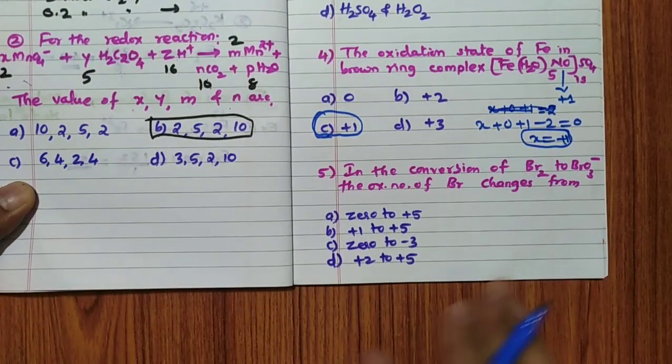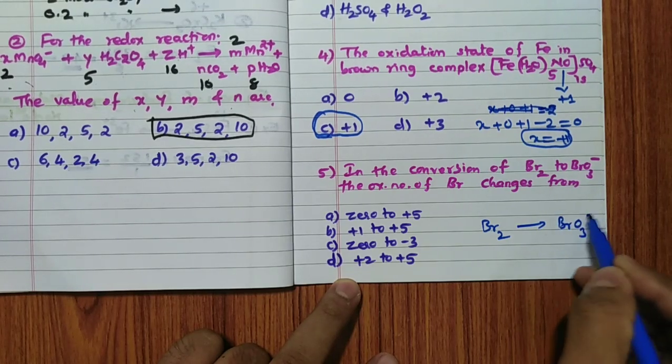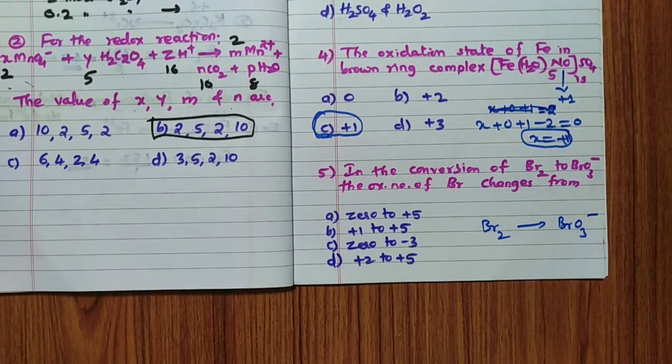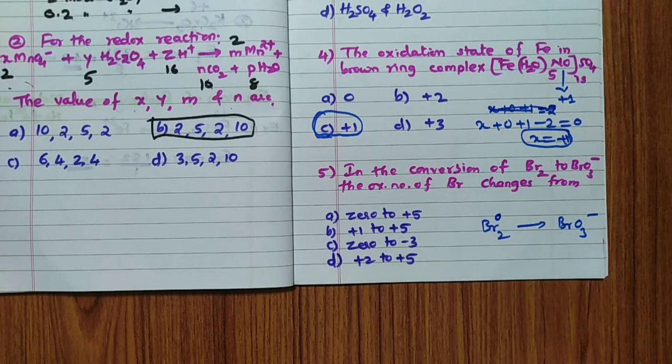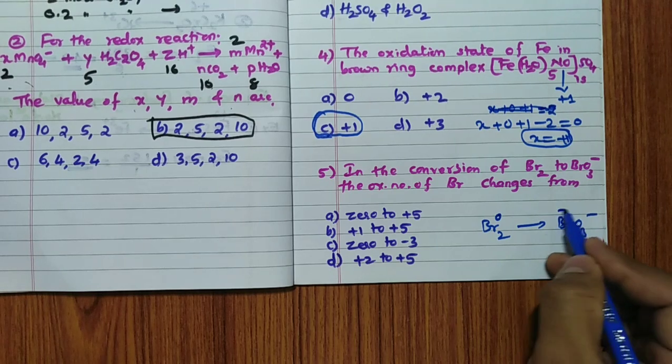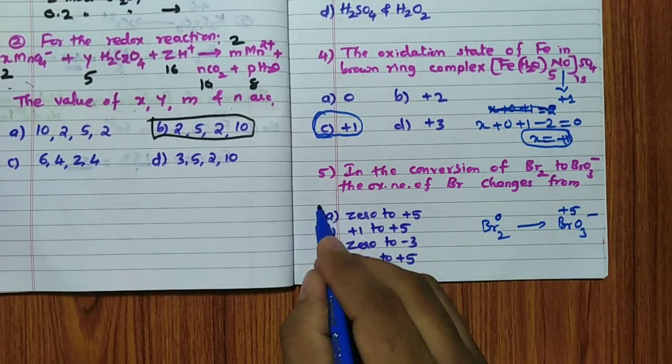The conversion of Br2 to BrO3 minus. See, Br2 to BrO3 minus. So, the oxidation number of Br changes from what, in this particular case? So here in this case it is 0. Oxidation state is 0, correct? So here plus 5. This is the elemental state, 0. So 0 to plus 5 is the answer.